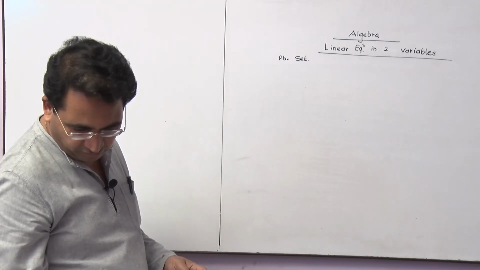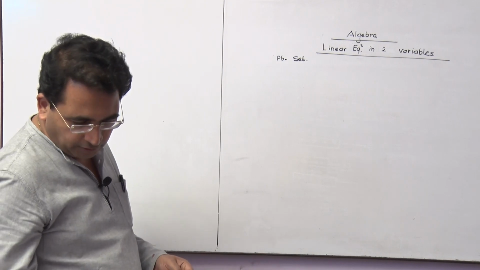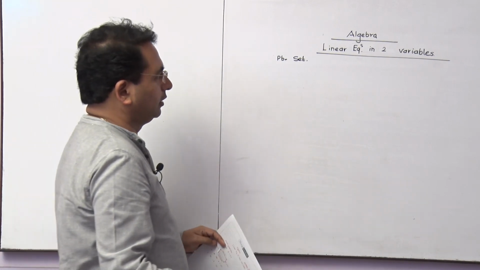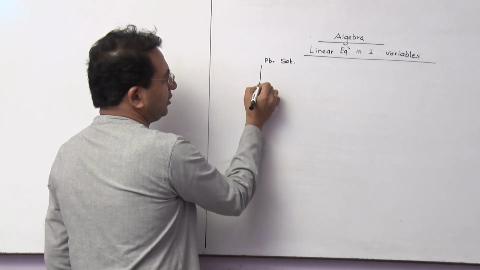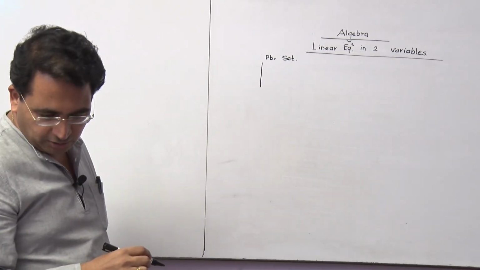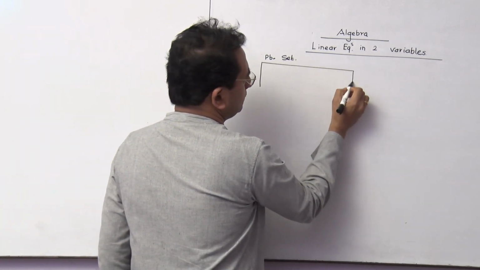Problem set, question number 7, example number 1. Now this is a question again like the numerator denominator what we have solved. It is a question related with a 2-digit number. So let us plan this.